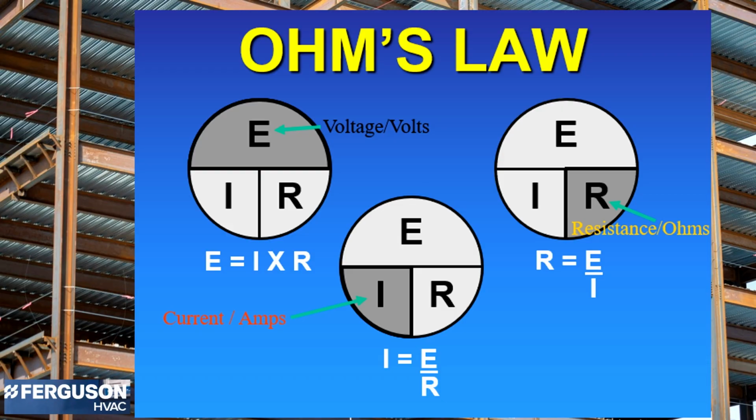If we know the voltage of the circuit and we know the amp draw of the circuit, and we want to find the resistance, or R, of the circuit, we would divide the voltage by the amp draw to get our resistance. If we know the voltage and we know the resistance in the circuit, and we want to find out what our amp draw is, we would then divide the voltage by the resistance to get our amp draw.